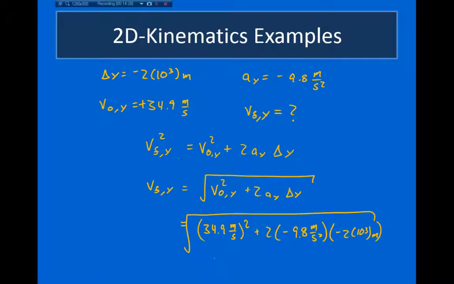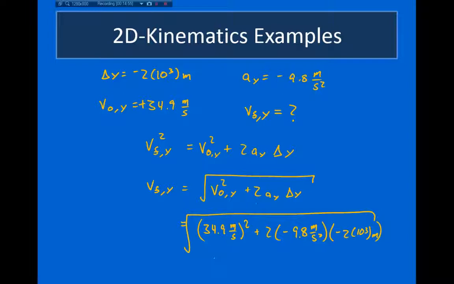Now, if we hadn't been very careful, say for example we said delta y was plus 2,000 meters, then this number on the right would be a negative number, and we would wind up trying to take the square root of a negative number, which obviously you can't do. So whenever you're using this equation, you should be very careful about the signs of the acceleration and delta y, okay?